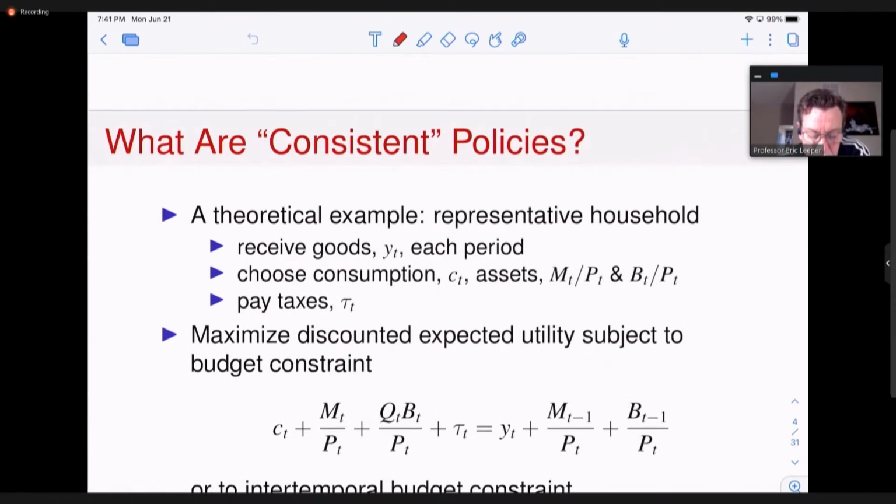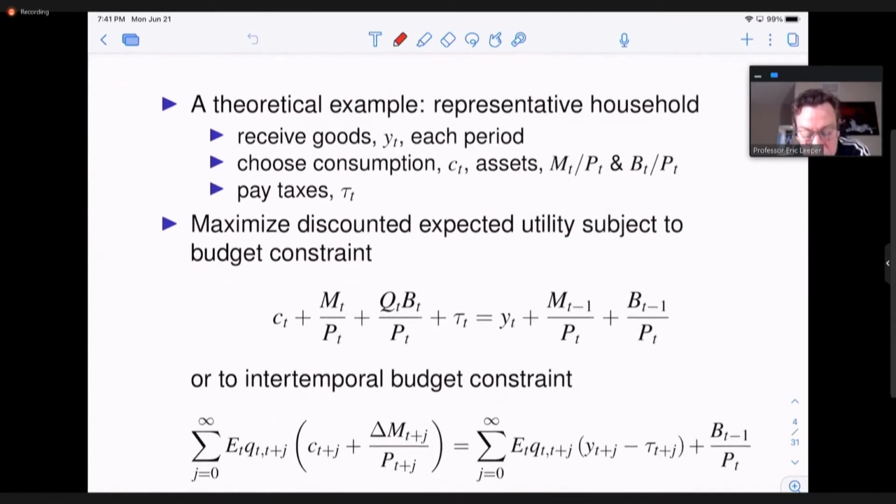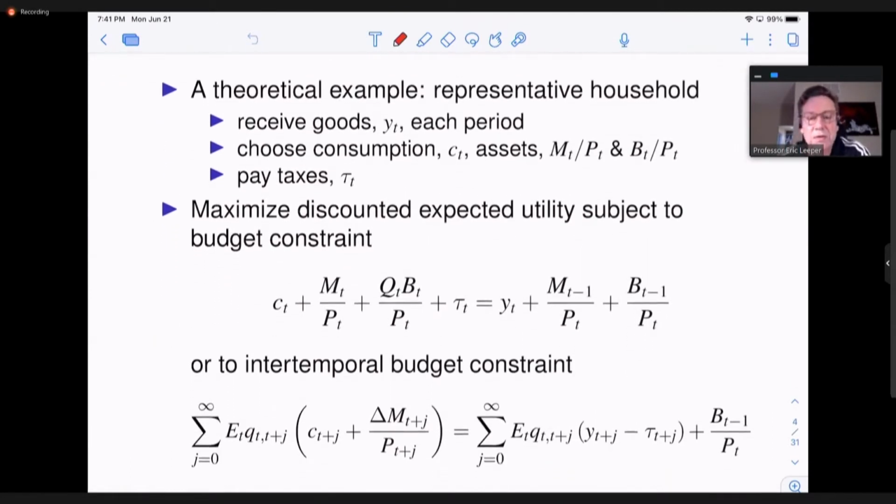Okay, so let's get our thinking straight. What do I mean by consistent policies? So it's going to be a very simple theoretical model. There's a representative household. That household receives goods Y every period. It chooses consumption and two kinds of nominal assets. There's going to be non-interest bearing currency and interest bearing nominal government bonds. And then, like every good household, it has to pay taxes.